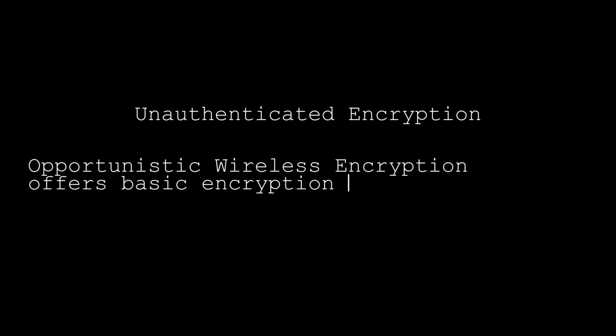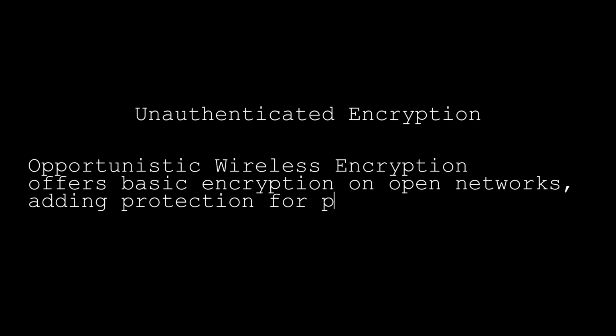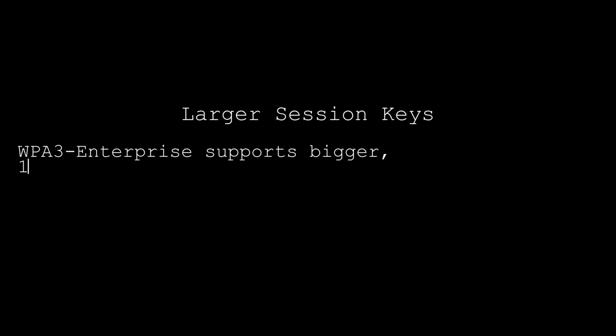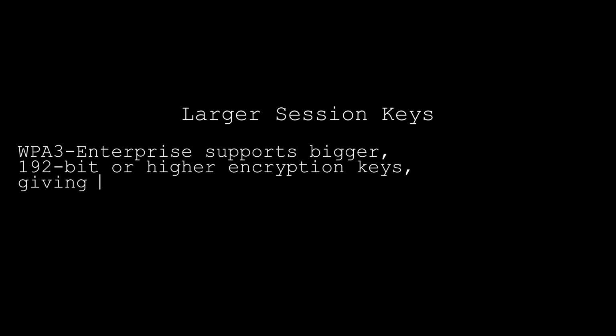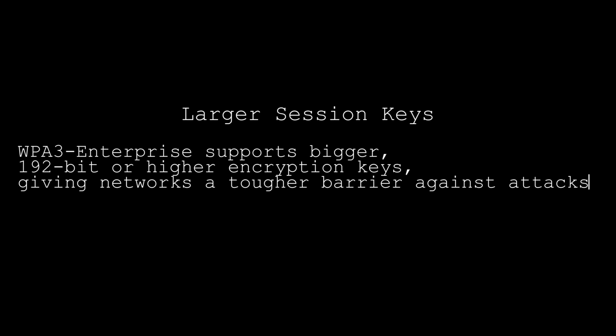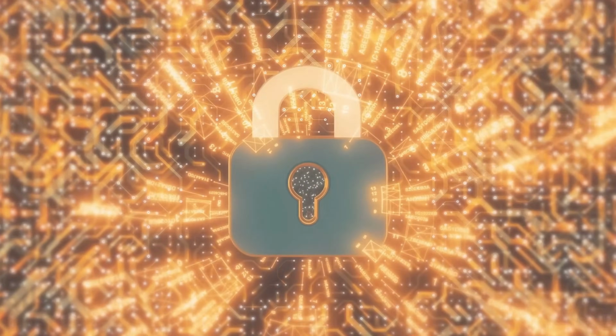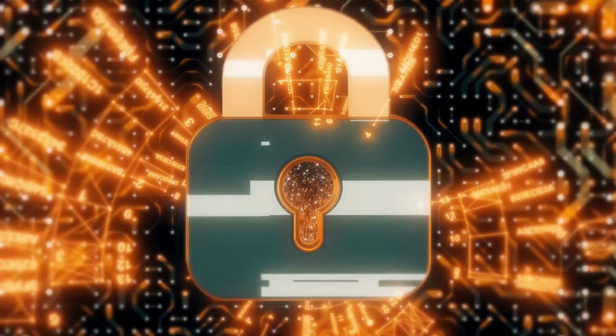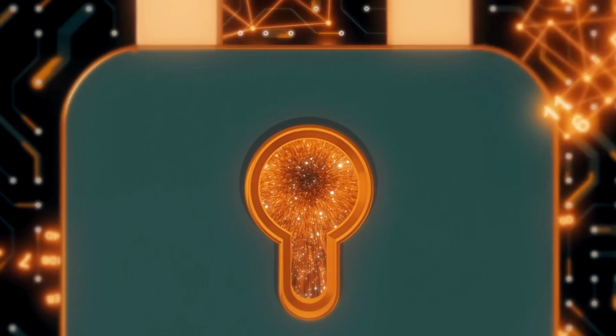It is unauthenticated encryption. Opportunistic wireless encryption offers basic encryption on open networks, adding protection for public hotspots. Lastly, it is larger session keys. WPA3 Enterprise supports bigger 192-bit or higher encryption keys, giving networks a tougher barrier against attacks. With WPA3, Wi-Fi networks get a powerful boost in security, making it a great choice for anyone looking to keep their connections safe and resilient.